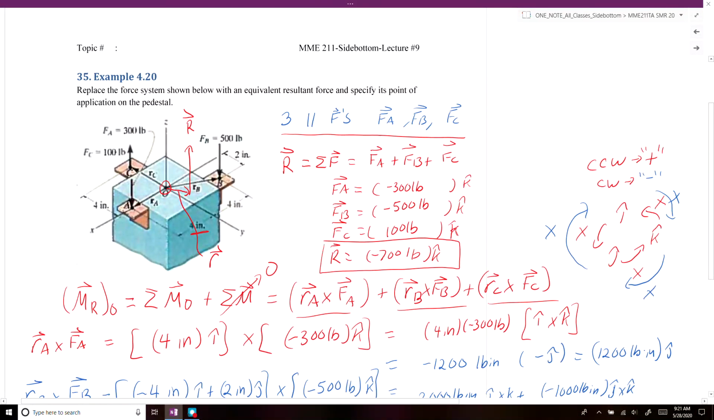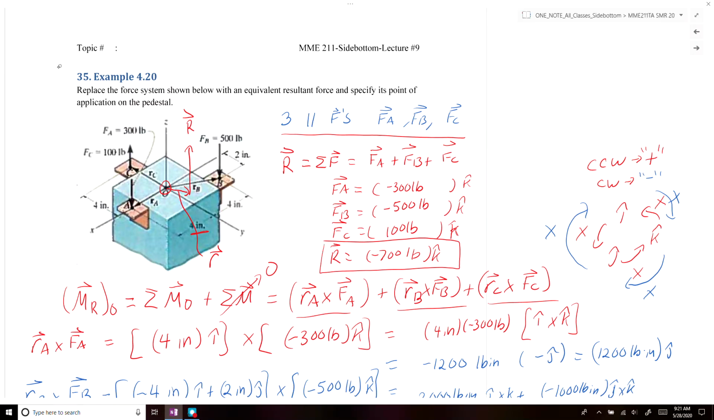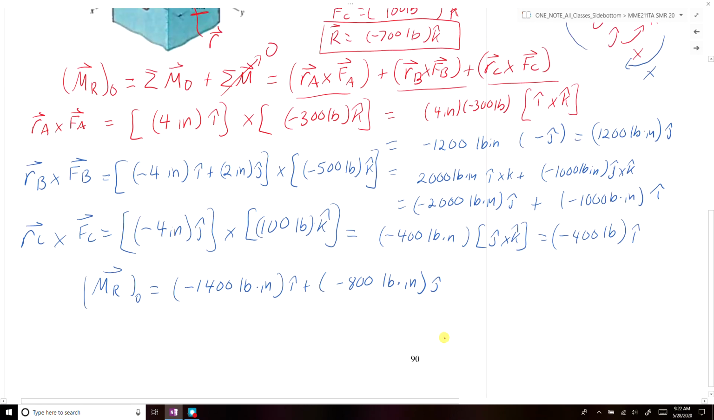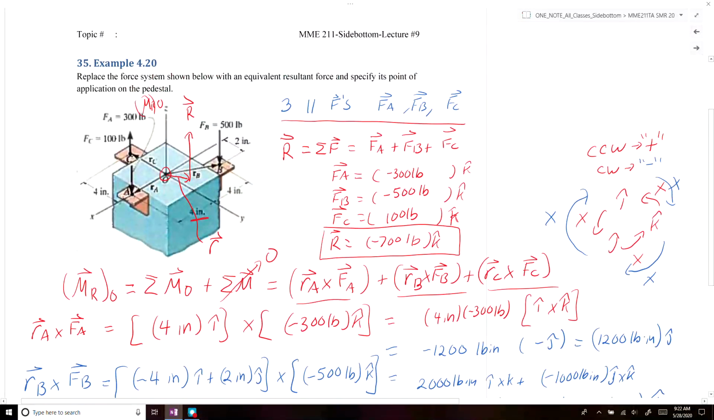Now we have our resultant moment about our origin point. And I should have drawn it along the xy axis. So it's along 1,400 and minus 800. So that should be going along this direction somewhere.